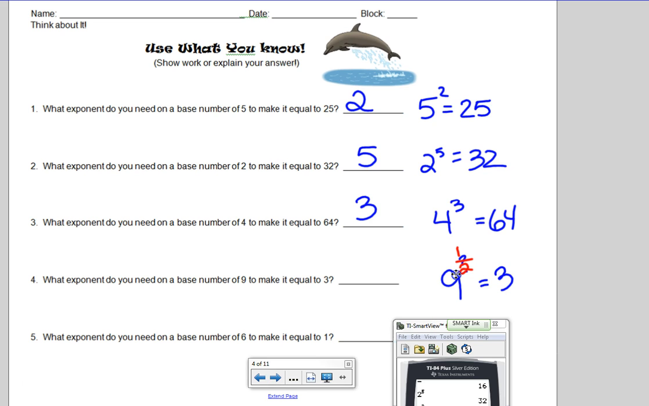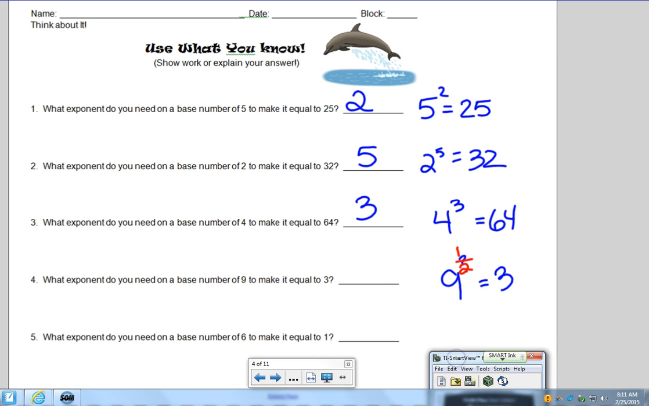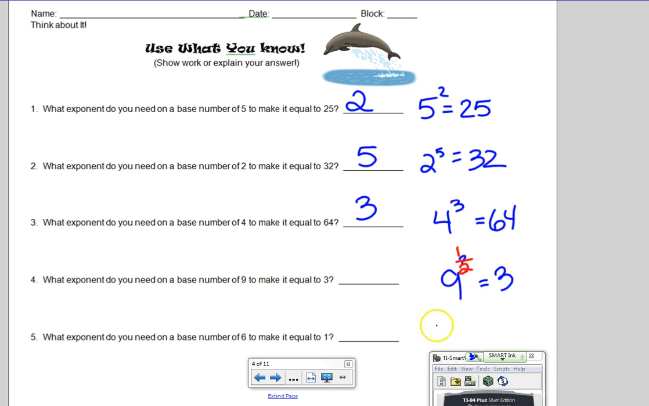What exponent do you need on a base number of 6 to make it equal to 1? So 6 to what power would make it equal to 1? And the only power that makes anything equal to 1 is a 0 power. So 6 to the 0 would equal 1. Oh, apologize, this is 1/2. Now, some of these were easy and some of these were a little hard, like 4 and 5. So we have actually a math thing called logarithms that actually helps us deal with powers in specifically.